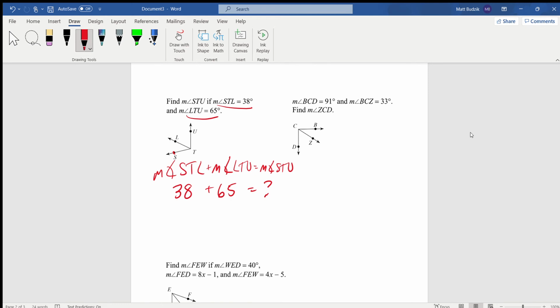103. So the measure of angle STU is 103 degrees. Again, do not forget those degrees. If you're solving for an angle measure, we're always working in degrees.